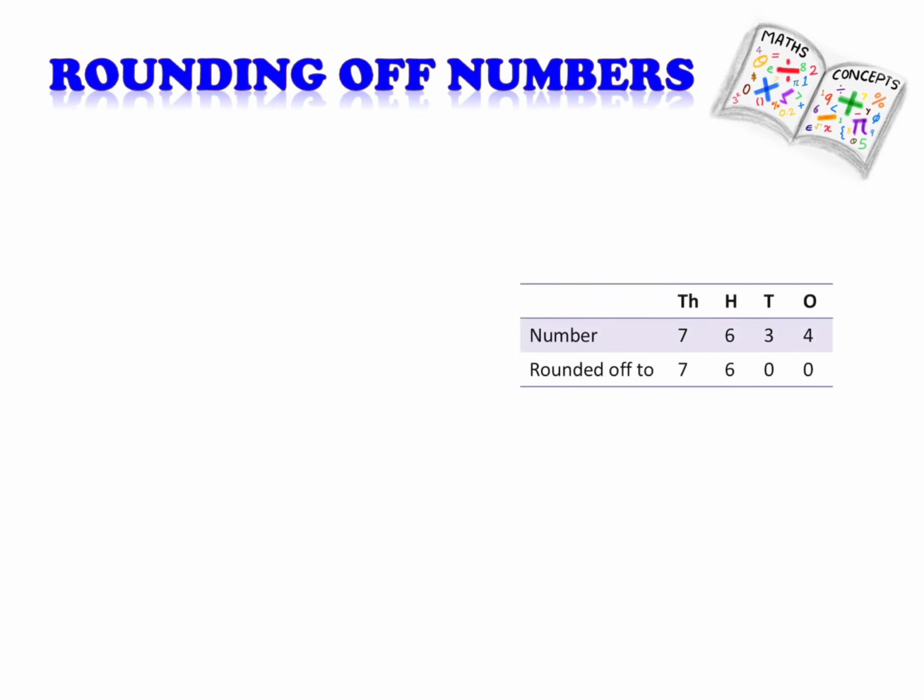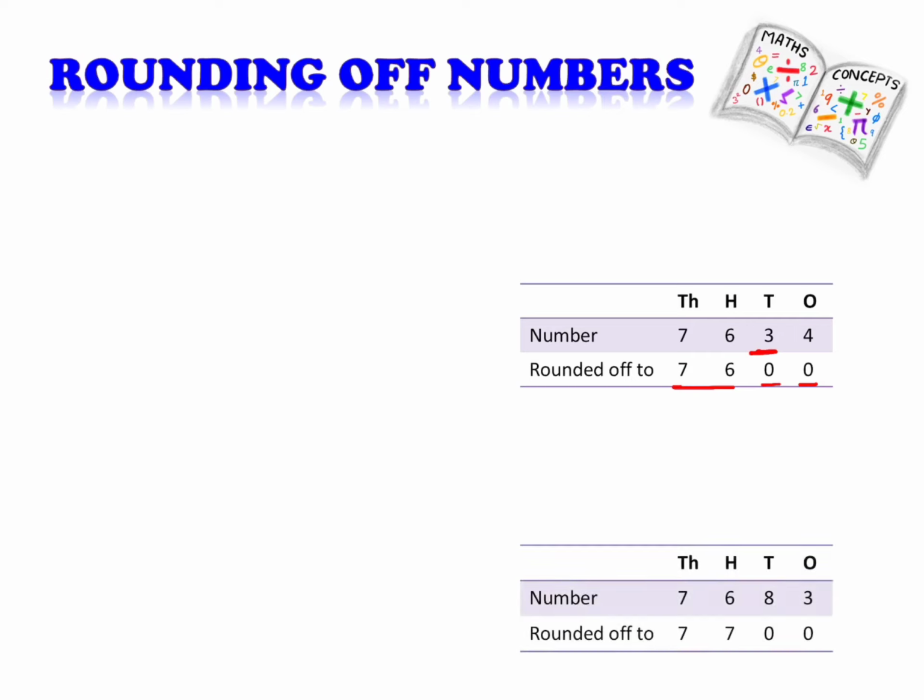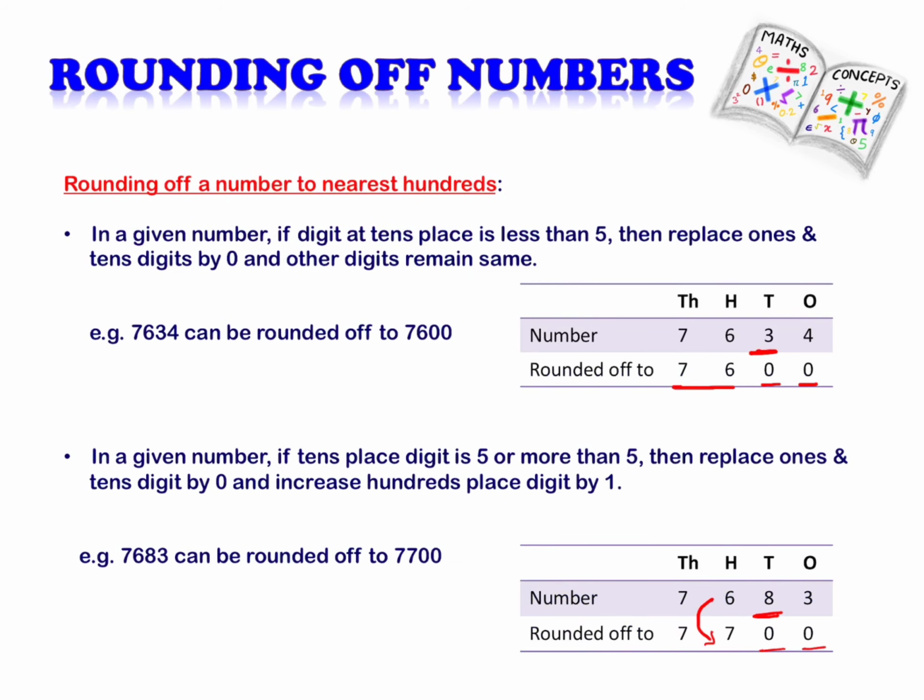And the generic rule becomes, if the digit at tens place is less than 5, then replace digits at tens and ones place by 0 and write the rest of the digits as they are. Similarly, second rule, if the digit at tens place is 5 or greater than 5, replace tens and ones digit by 0 and increase the hundreds digit by 1, that is, round off that number to the next hundreds. So these are the generic rules for rounding off to hundreds.